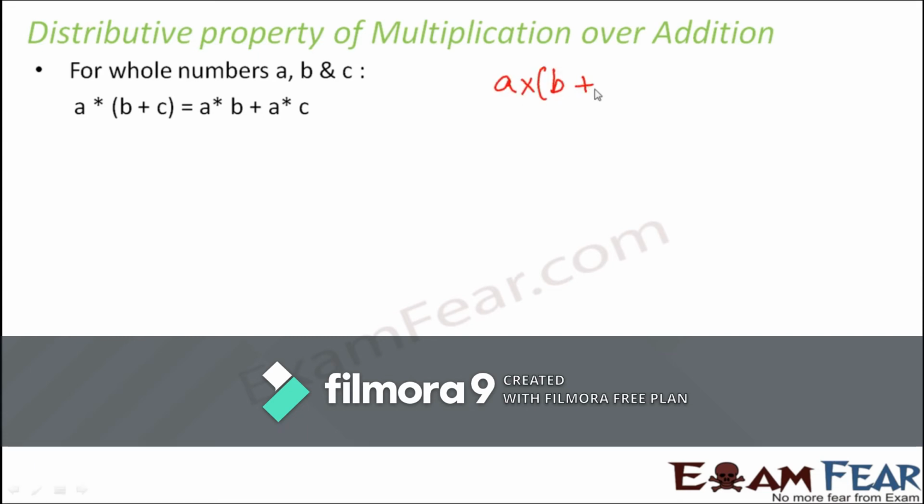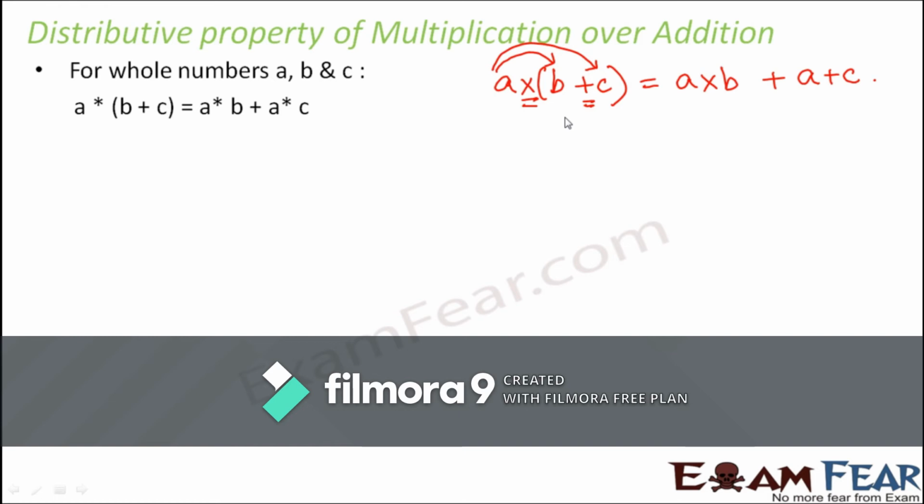So do you understand what is getting distributed? So when you have something like this, A gets distributed to both B and C. That is why it is called distributive property. So A into B plus A into C. So that is why it is the distributive property of multiplication over addition. So that is why it is called so.